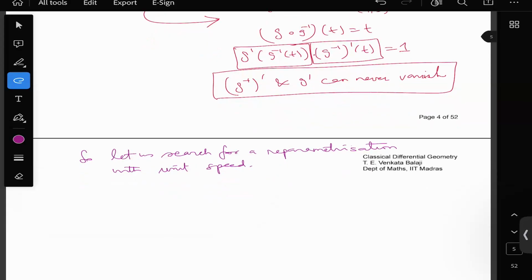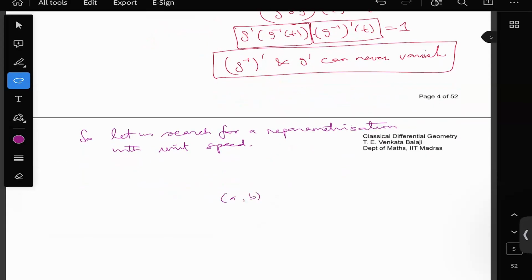So what is it? Your situation is like this. You have [a, b], you have this gamma which goes into R2. This is t going to gamma(t). Okay, and this is regular, and regular means gamma dot of t is never 0.